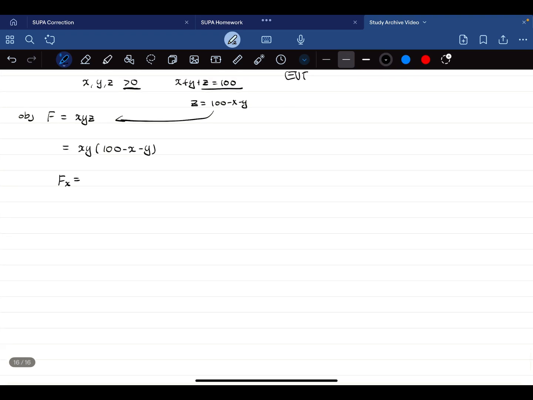So for f of x, we'll use product rule, saying y times (100 minus x minus y) plus xy times -1, is going to be 0, and f of y is going to be x times (100 minus x minus y) plus xy times -1.